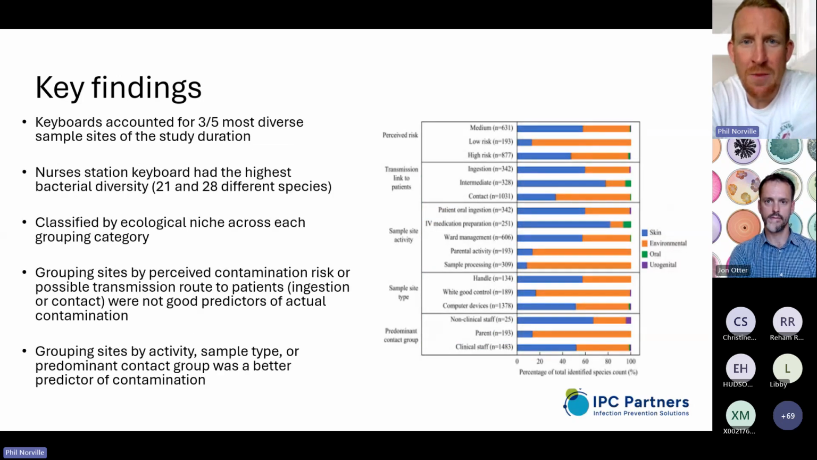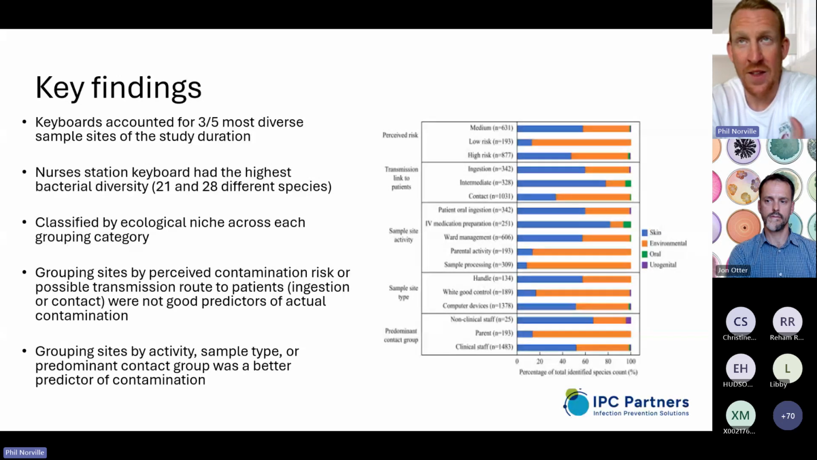And just finally, some other key findings. So keyboards accounted for 3 out of the 5 most diverse sample sites during the study duration. If you think about keyboards, they're probably used commonly by lots of different members of staff, so probably unsurprising. And the diversity of these keyboards in terms of the organisms that were there were also the highest. So 2 of the keyboards had the highest level of microbial diversity, 28 different species on one and 21 on another.